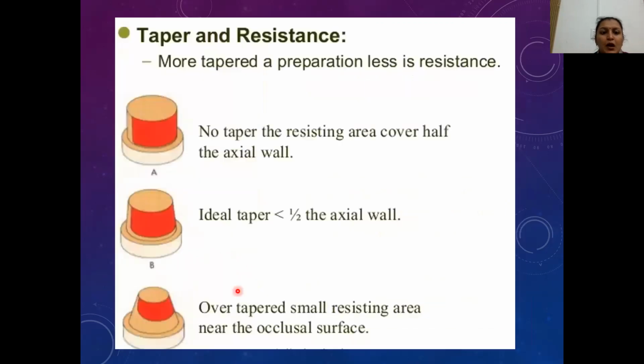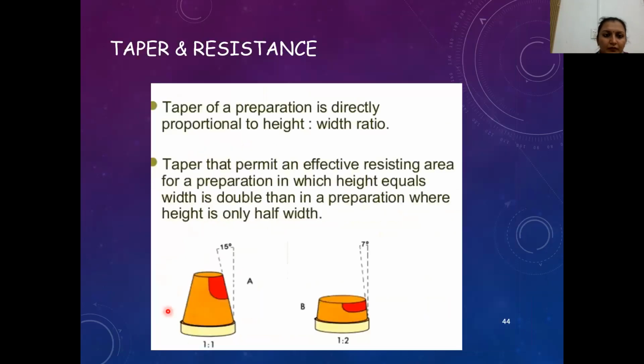Now, taper and resistance. The more tapered a preparation, the less is the resistance. If there is no taper, the resisting area covers half the axial wall. With ideal taper, again, half the axial wall is covered. Over-tapered preparation leads to smaller resisting area near the occlusal surface. The taper of a preparation is directly proportional to the height to width ratio. A taper that permits an effective resisting area for a preparation in which the height to width ratio is 1:1 is double that in a preparation where the height to width ratio is 1:2.